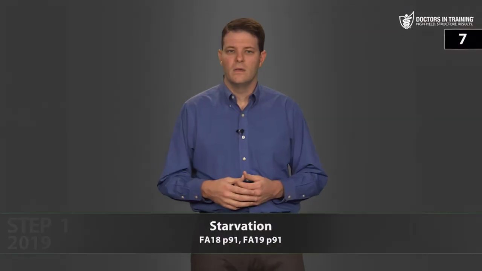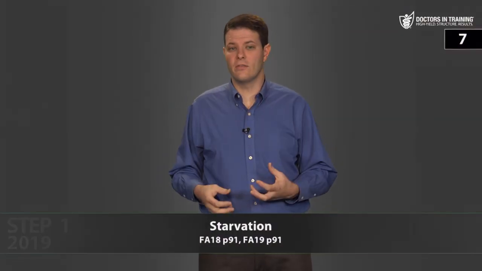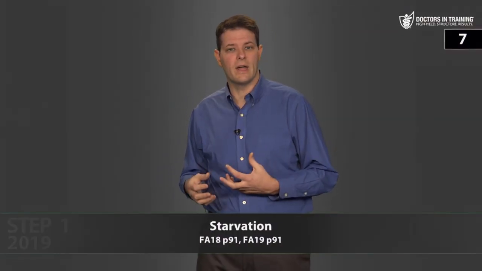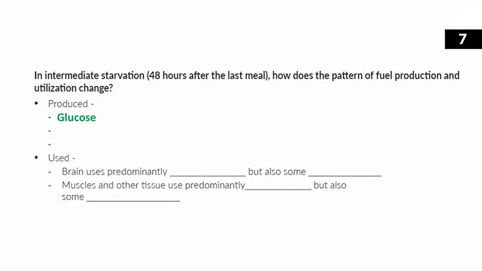Then number 7 says in intermediate starvation, so this is 48 hours after the last meal, how does the pattern of fuel production and utilization change? So now we're 2 days since the last meal. For fuel production, you still have glucose from gluconeogenesis. Your liver can still maintain that. You still have fatty acids from adipose tissue. Now you're calling on those fatty acid reserves a lot more. So in intermediate starvation, your adipocytes are becoming much more important. And then you also have ketone bodies from the liver.